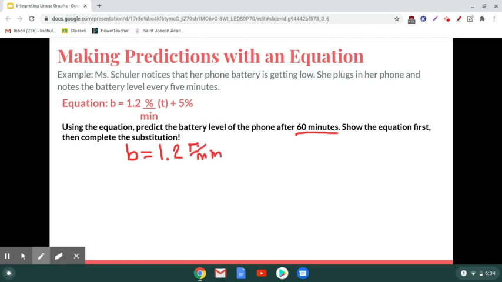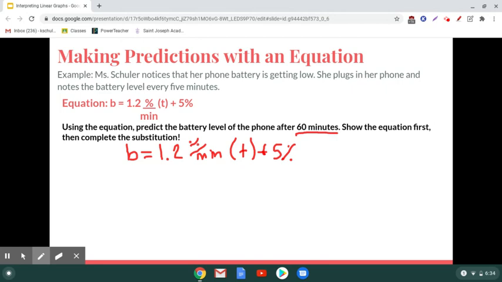Sorry, my pen is not the best. Times time plus 5%. Okay, now let me fix that percent up there. It's going to drive me nuts. Okay, so percent over minutes.